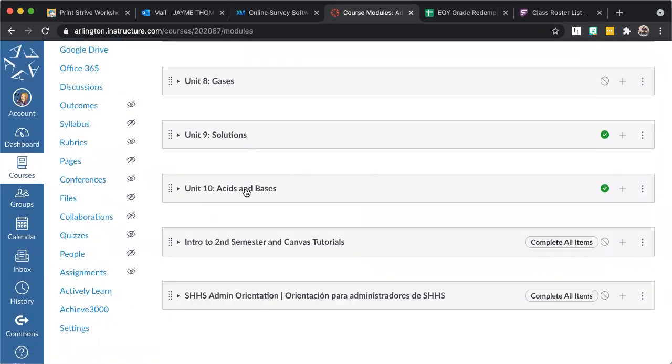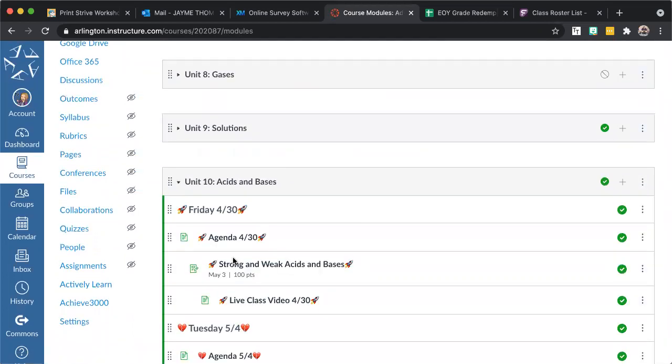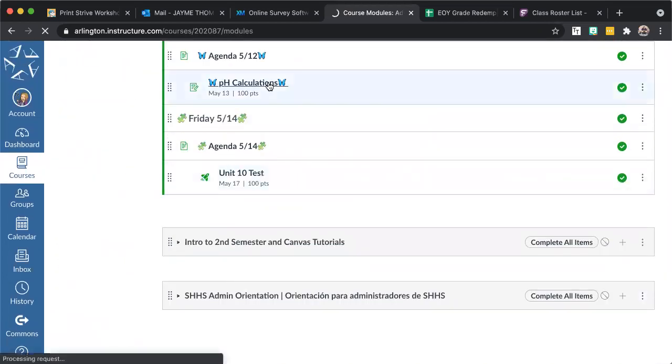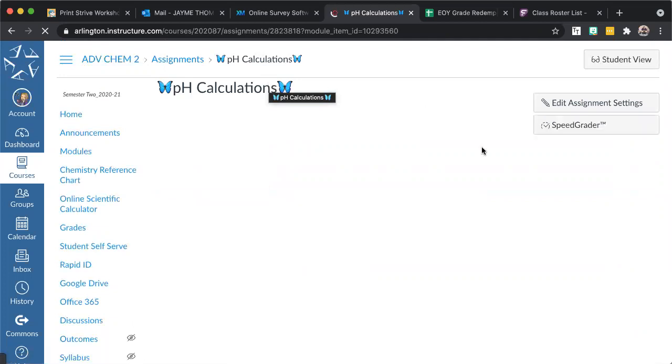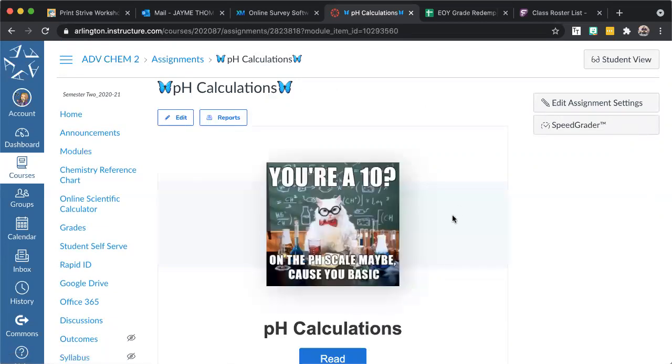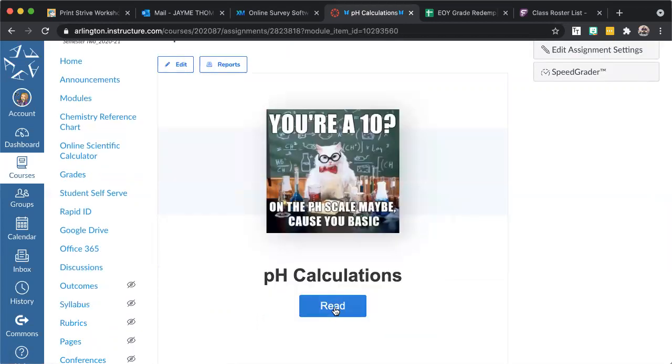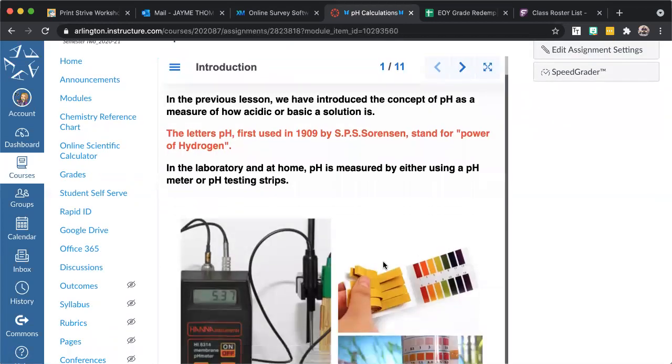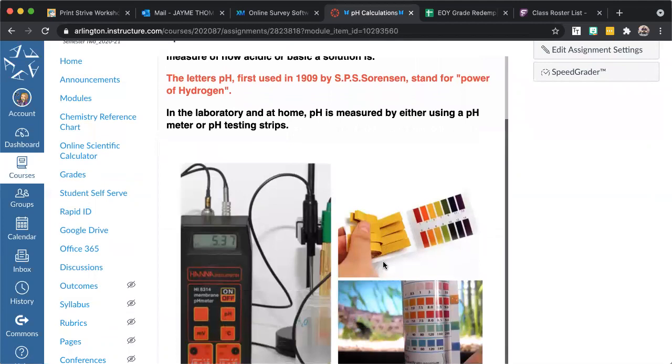We're finishing up our last unit, unit 10, pH calculations. Essentially, we talked last time that pH is a measure of how acidic or basic something is. In the labs, there are different ways we can measure it. There's a machine called a pH meter where you can dip a little probe into a solution and it will read out the pH on the screen for you.